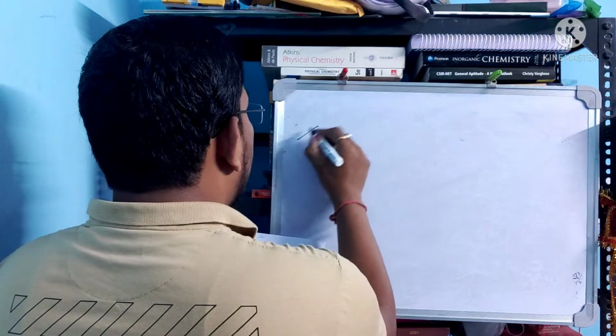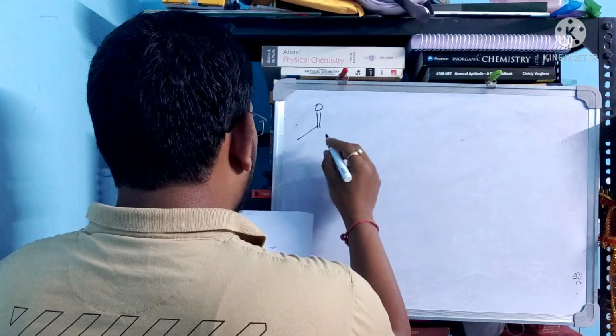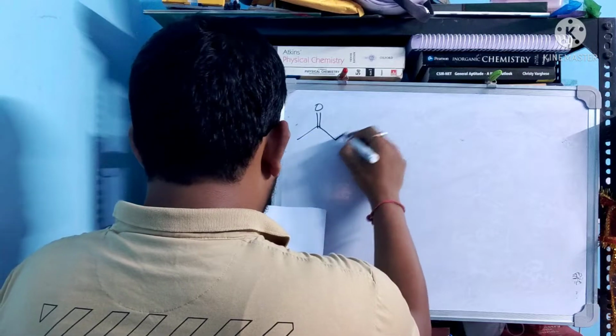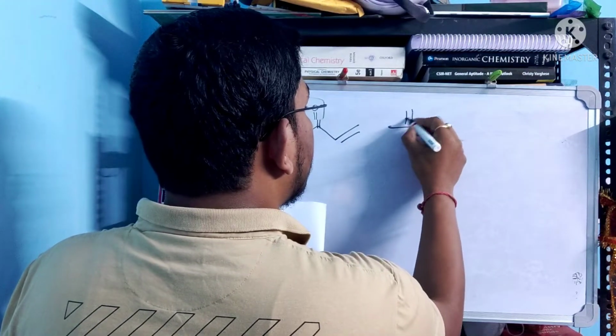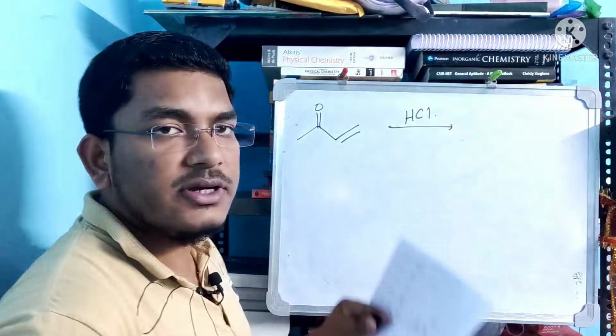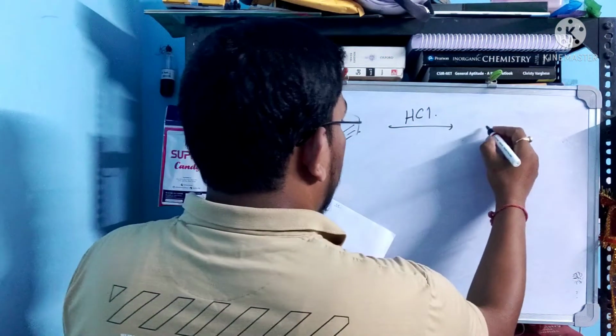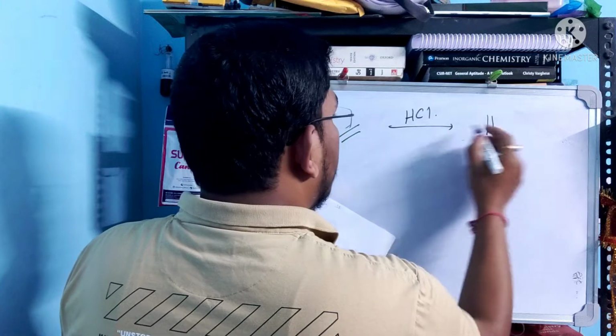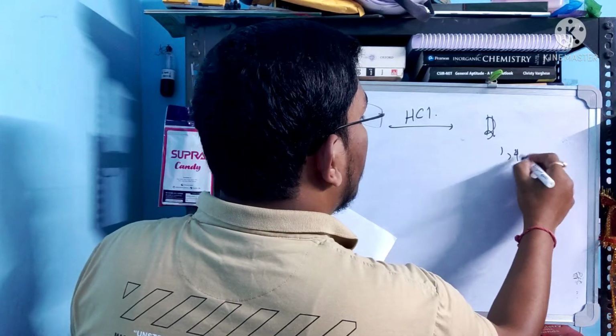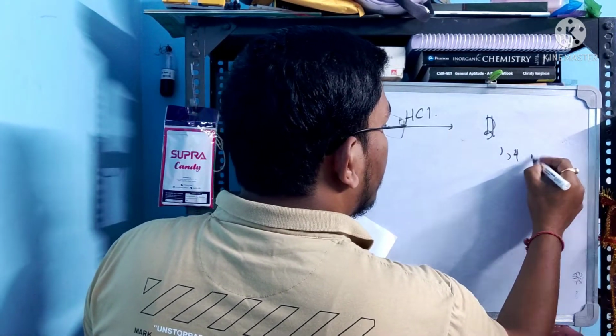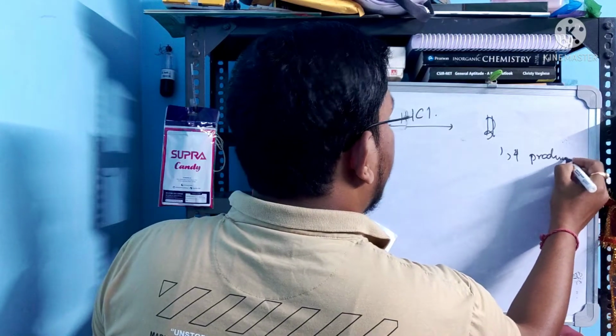Then the next problem is HCl. It's also bigger in size, this nucleophile chloride, okay. So it will also give the 1,4 product. And what will be the product?